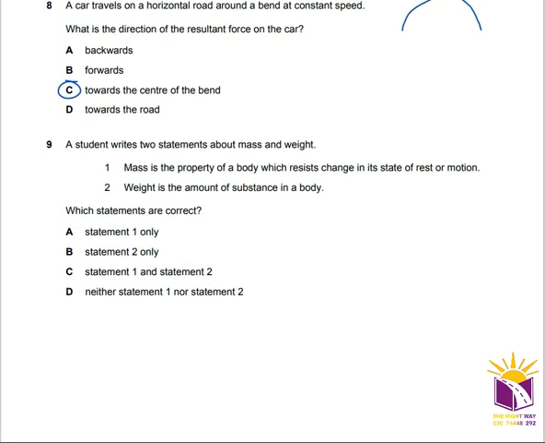Question number 9. A student writes two statements about mass and weight. Mass is the property of a body which resists change in its state of rest or motion. Yes, this is the law of inertia. Weight is the amount of substance in a body? No. Weight is the force with which a body is attracted toward the center of the earth. Which statements are correct? Only statement 1 is correct. Statement 2 is wrong.